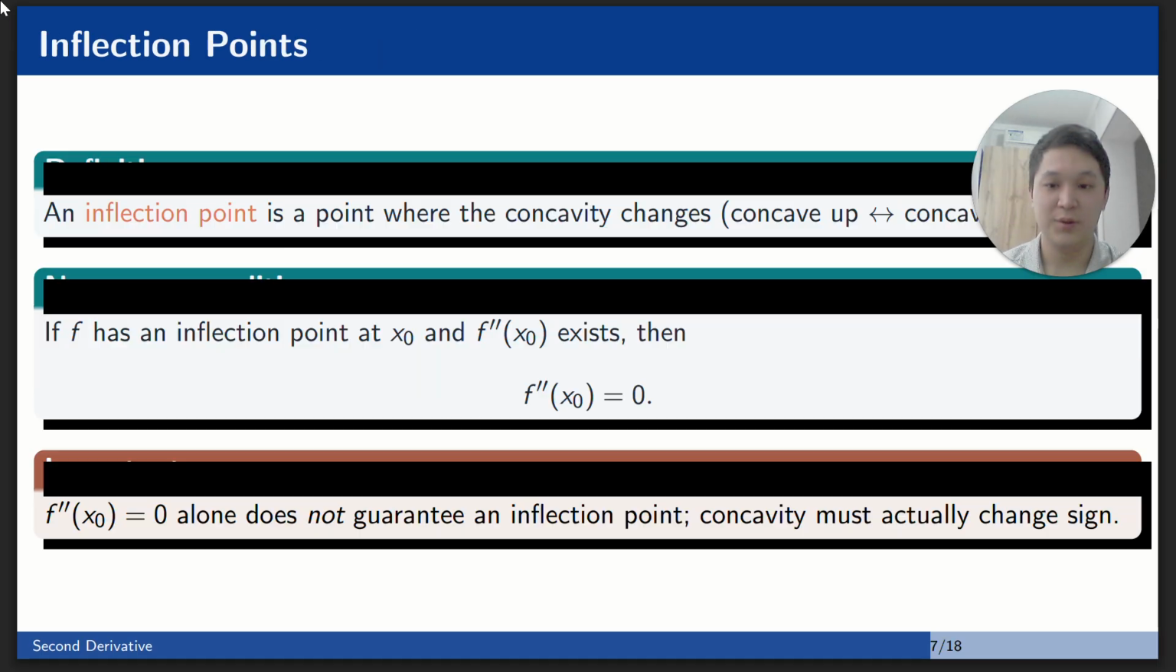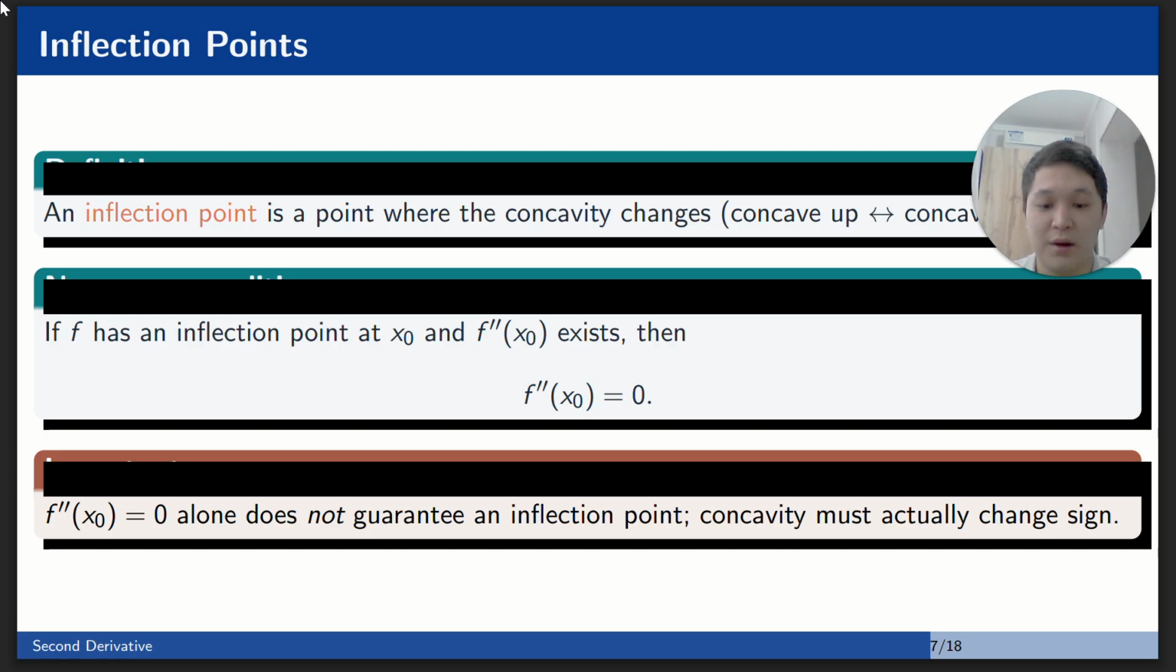And here we have an inflection point. An inflection point is where the graph changes its concavity. We have one important rule here: the necessary condition is f''(x) = 0. But this alone is not enough; the concavity must change sign.